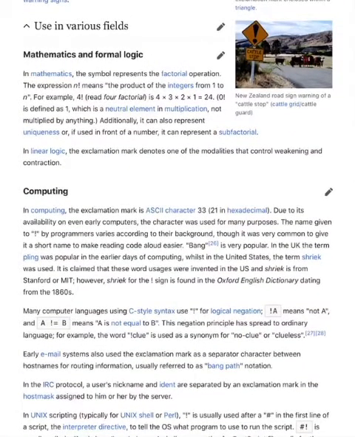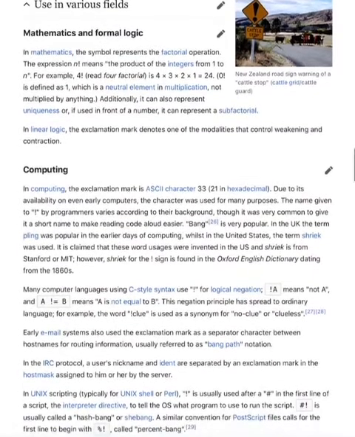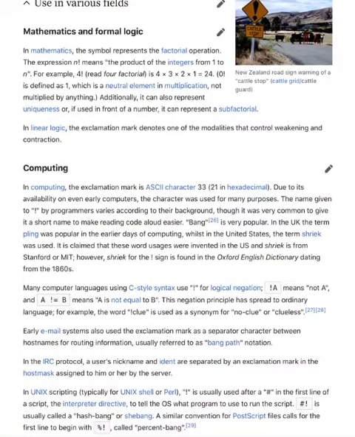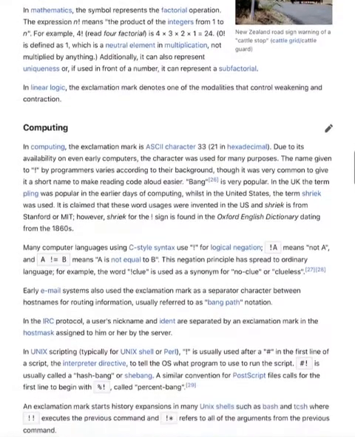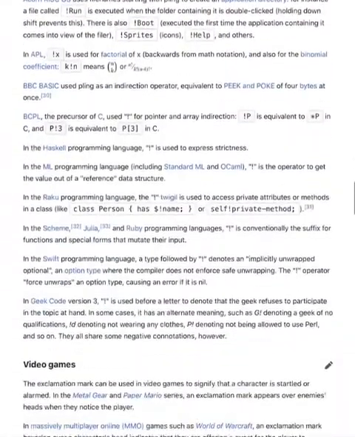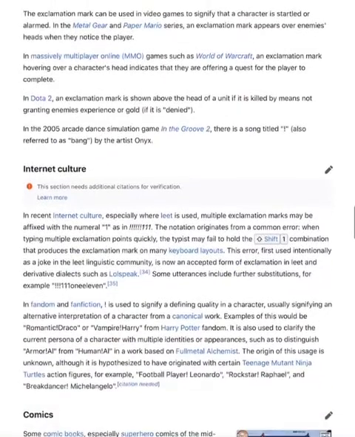Mathematics and formal logic. In mathematics, the symbol represents the factorial operation. The expression n! means the product of the integers from one up to n. Skip, skip, skip, skip.